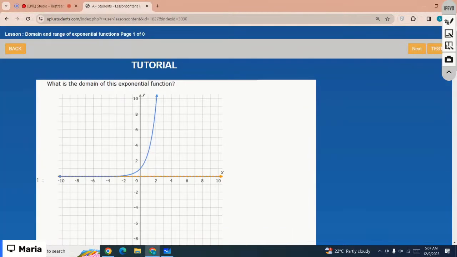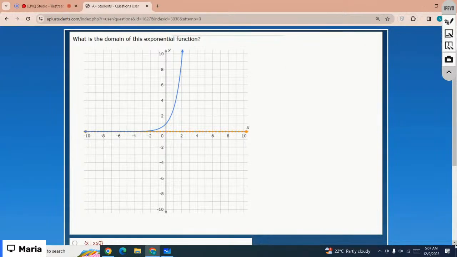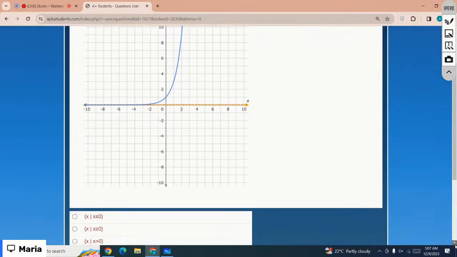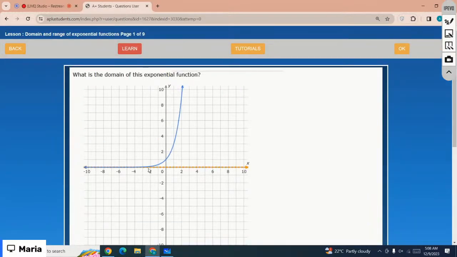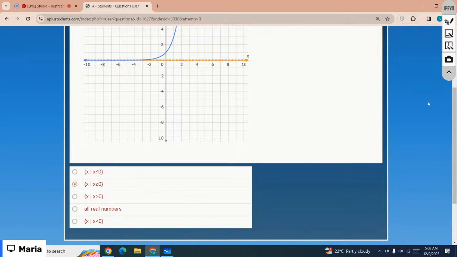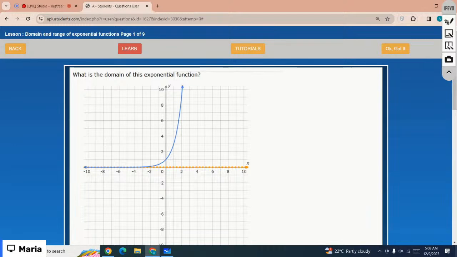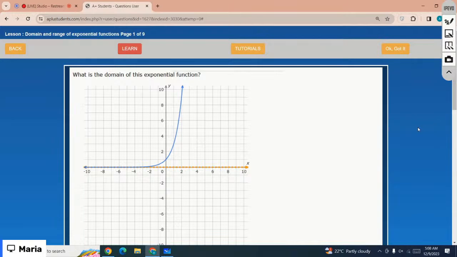Okay, let's start with the test questions. What is the domain of the exponential function? Range is the y values, right? You can see from here x values are negative, y values are positive. You can go here, y values are still positive. That means the y values are x is greater than or equal to 0. But that is for the domain. Hold on. Oh, sorry. The question is what is the domain of the exponential function, right?